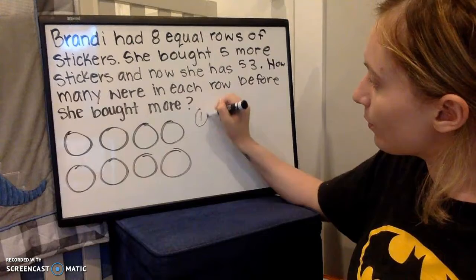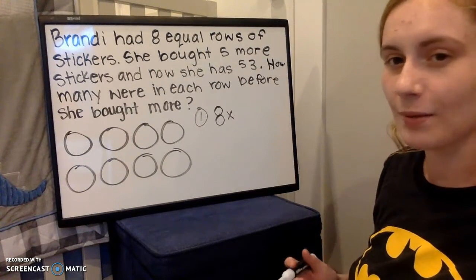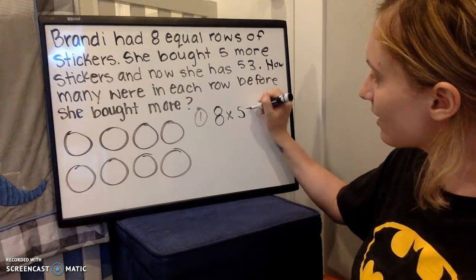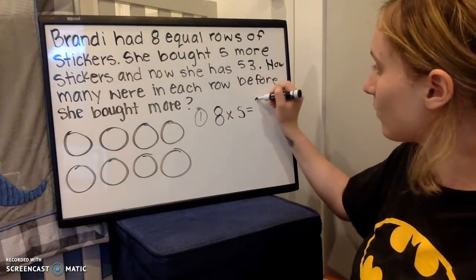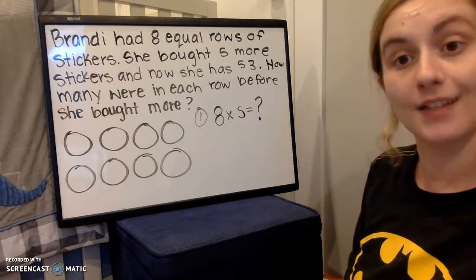Your first step was 8 groups of some amount of stickers, but you don't know how much. So S for stickers equals, and again, you don't know how many stickers there are, so you don't know what that equals. Question mark. Let's do our next step.